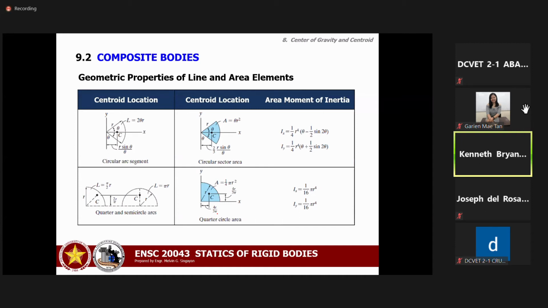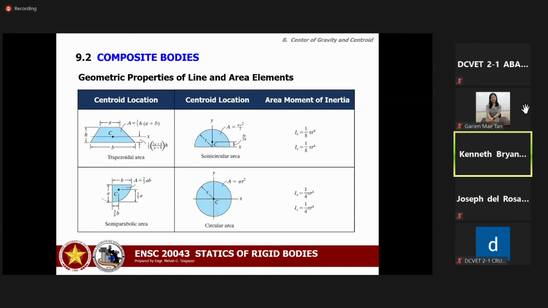Since we know the centroid of these common geometric shapes, we can remove the integration part in our solutions if we are solving composite bodies. Next, if you have a trapezoid, I would suggest that it not be included in your memorization of the formulas, because it can be considered as a composite area with a rectangle and, say, two triangles. So I would suggest na wag nang i-memorize yung formula for trapezoidal area.